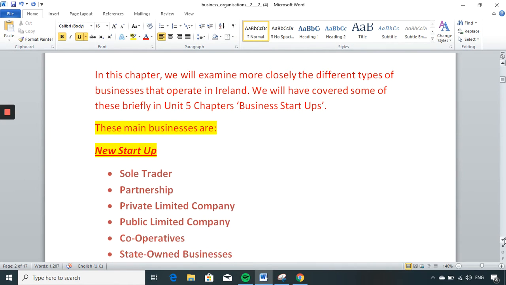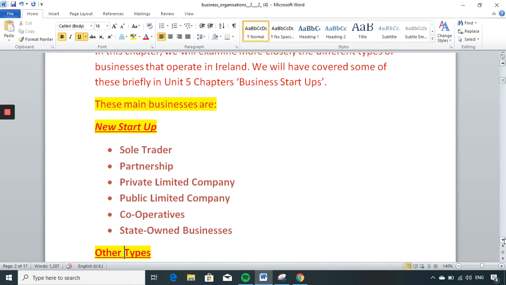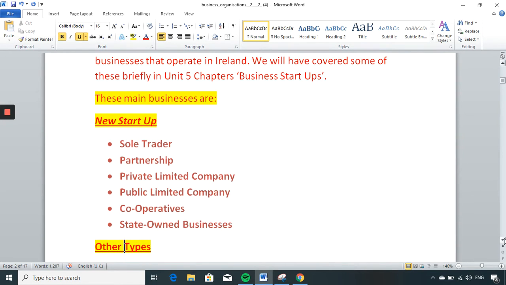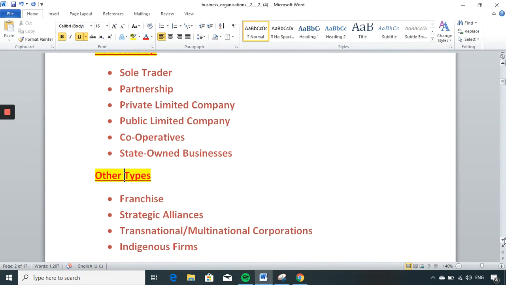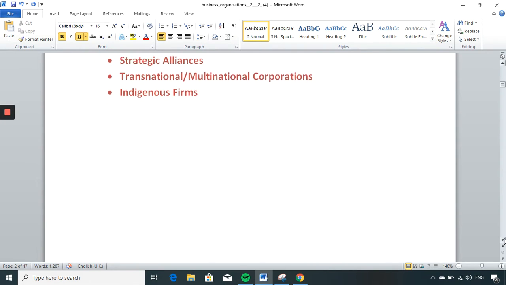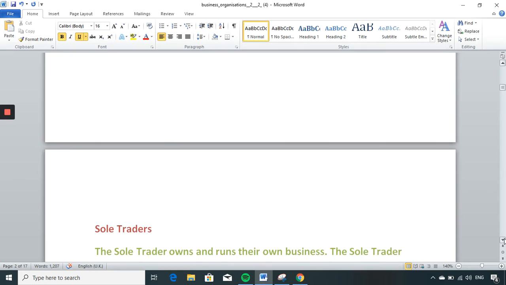So the main businesses we're going to look at are there for new startups: sole traders, partnerships, private limited companies, public limited companies, cooperatives and state-owned businesses. But there also are other types of businesses as well: franchises and strategic alliances we've looked at in the expansion chapter in Unit 5, and also transnational, multinational corporations and indigenous firms. So I'm going to start with sole traders first.